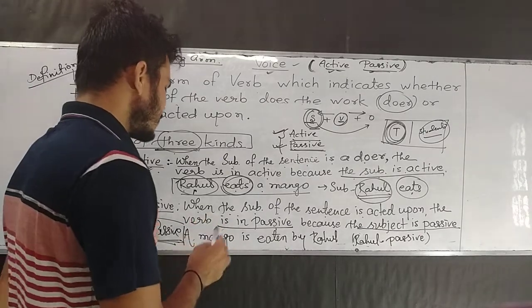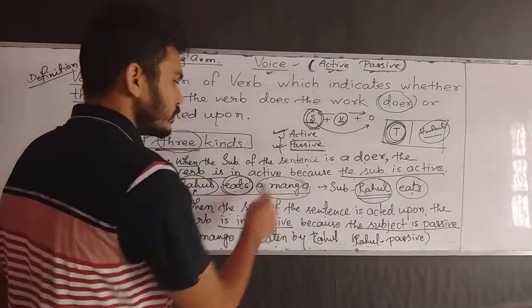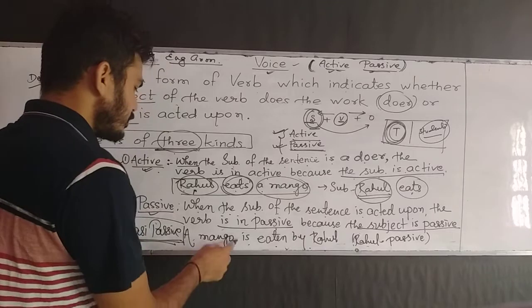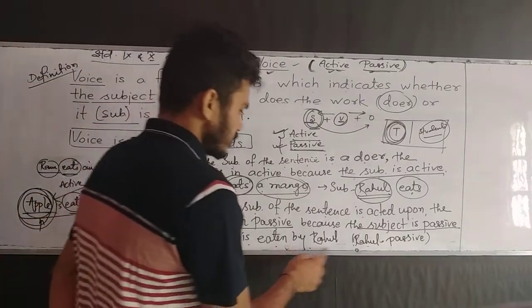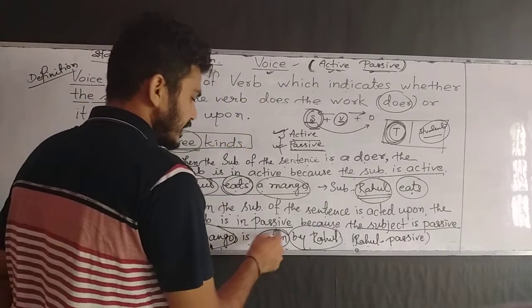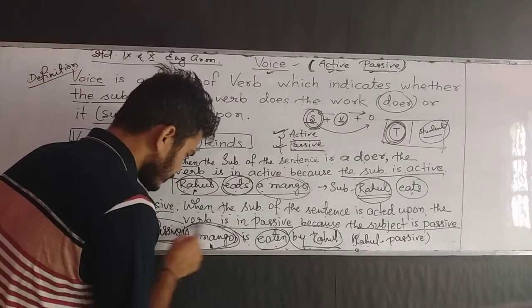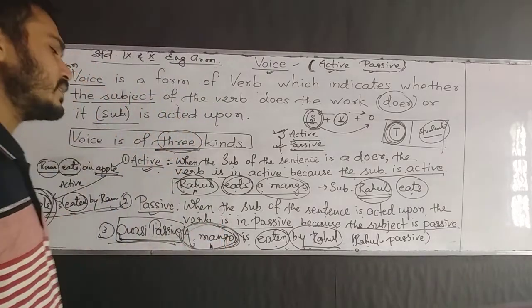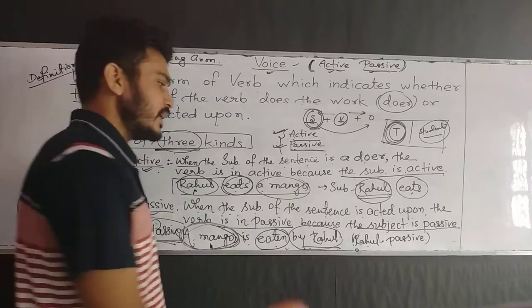So here it is given an example, a mango is eaten by Rahul. Here the mango, which was an object, comes in the place of subject and the word Rahul, the subject, goes at the end. So here eaten is done by Rahul itself, but the mango is taken in the place of subject. So here we can say that the subject is acted upon, that's why it is in passive.